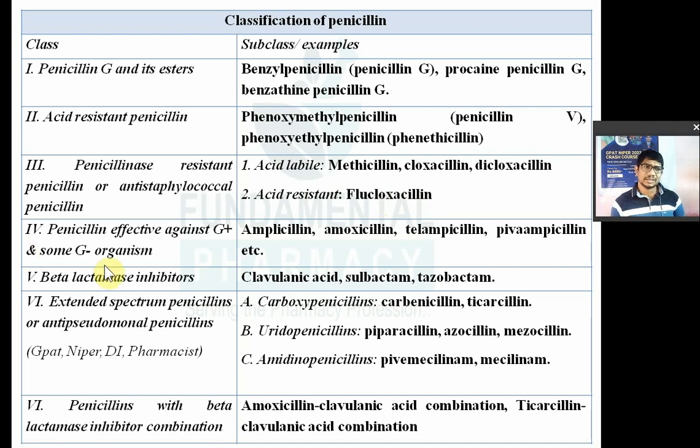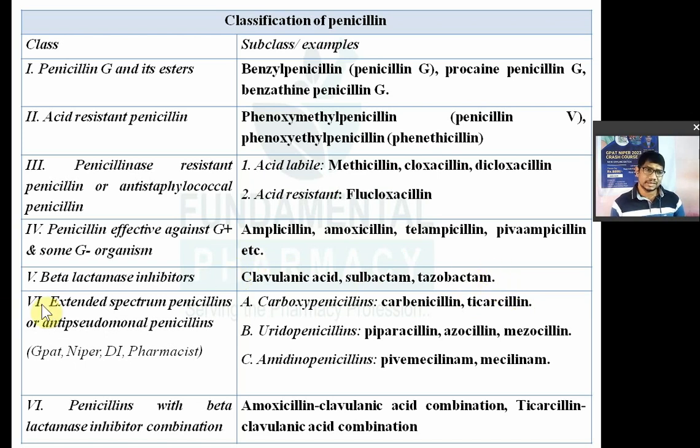Fourth class is the penicillin which is effective against gram positive as well as gram negative organisms. In that you have ampicillin, amoxicillin, talampicillin, pivampicillin. All these are prodrugs of ampicillin. Now next class is beta lactamase inhibitor. In that you have clavulanic acid, sulbactam and tazobactam. They inhibit the beta lactamase enzyme. They have only limited antibacterial activity, but they will prevent the penicillins from inactivation by the beta lactamase enzyme.